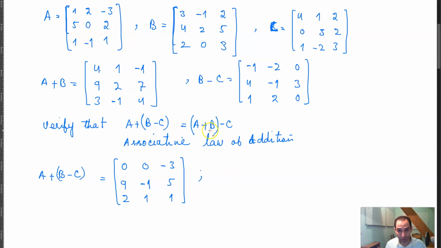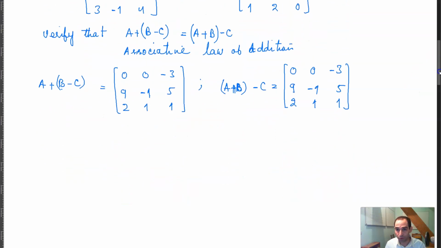And also a plus b minus c is the same thing as this is a plus b, and you want to subtract this one from this one, which means that 4 minus 4 is equal to 0, 1 minus 1 is equal to 0, negative 1 minus 2 is equal to negative 3, and 9 minus 0 is equal to 9, 2 minus 3 is equal to negative 1, 7 minus 2 is equal to 5, 3 minus 1 is equal to 2, negative 1 minus negative 2, which is negative 1 plus 2, is equal to 1, and 4 minus 3 is equal to 1.